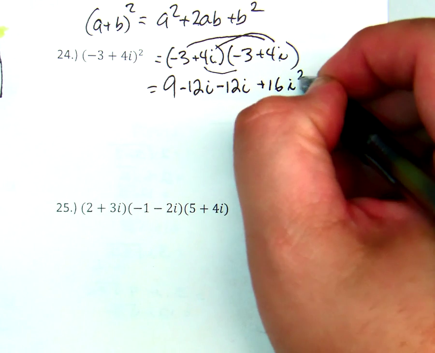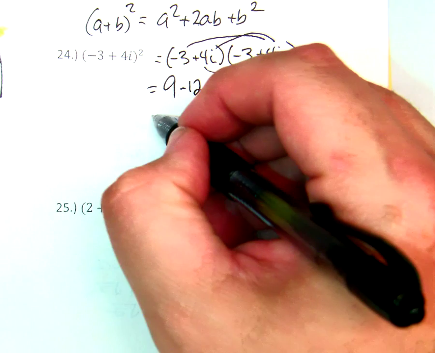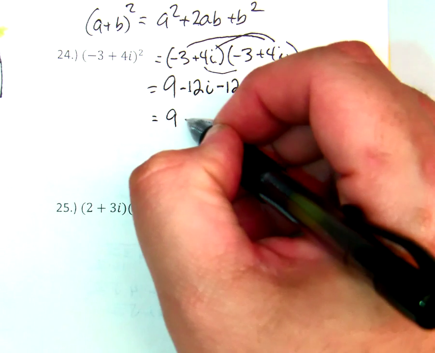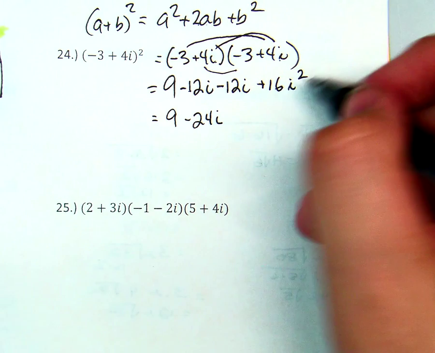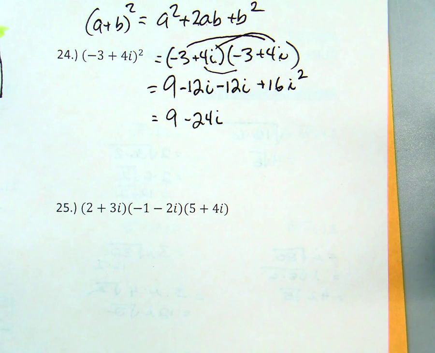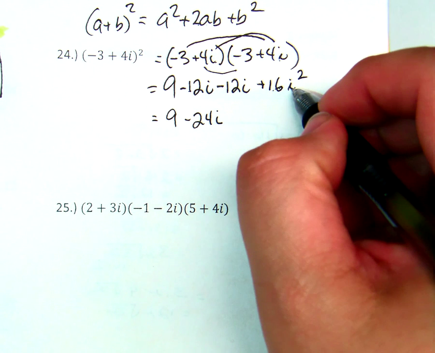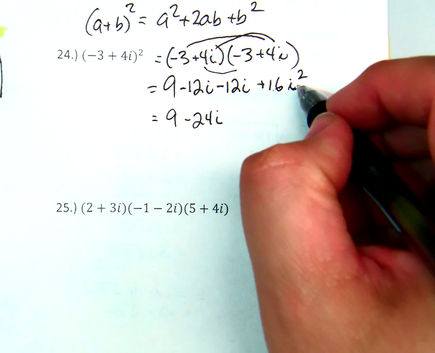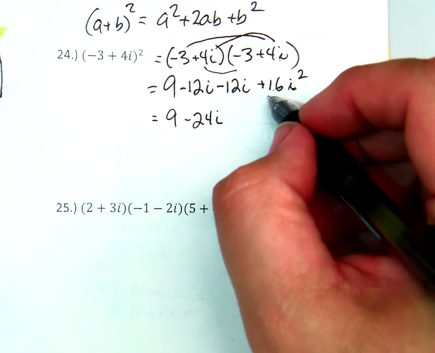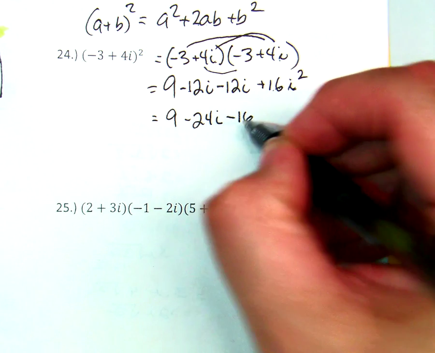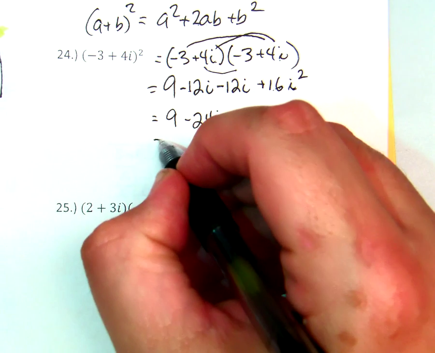So I'm going to get 9. That's minus 24i. And then I have 16 times i squared. i squared is equal to what? Negative 1. So that's going to be a negative 16. So this is equal to negative 7 minus 24i.